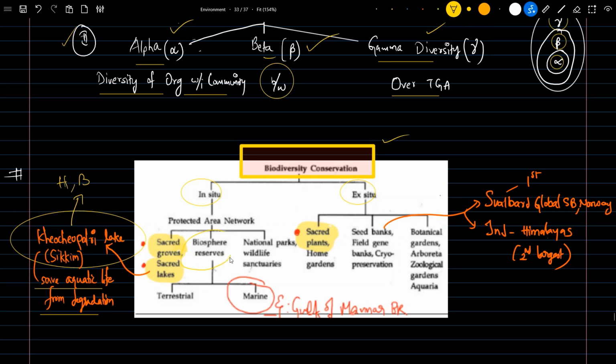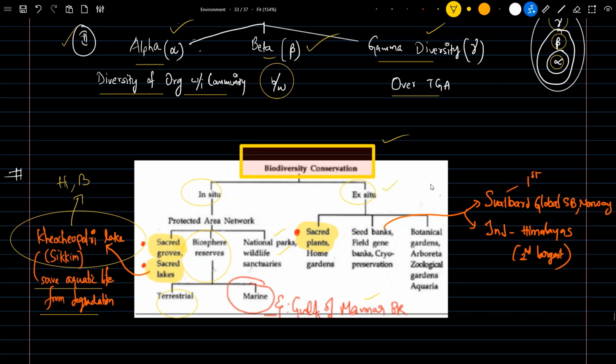Next, biosphere reserves will be there. Next, national parks, wildlife sanctuaries. Biosphere reserves will be of two types: terrestrial biosphere reserves and marine biosphere reserves. A simple example of a marine biosphere reserve is the Gulf of Mannar Biosphere Reserve.